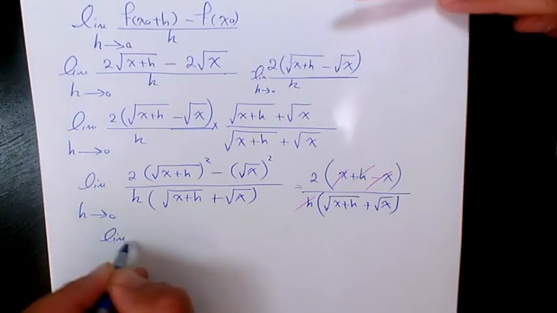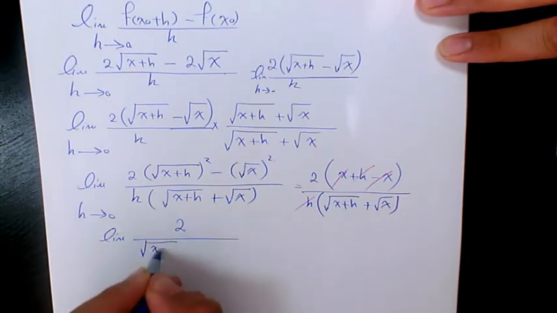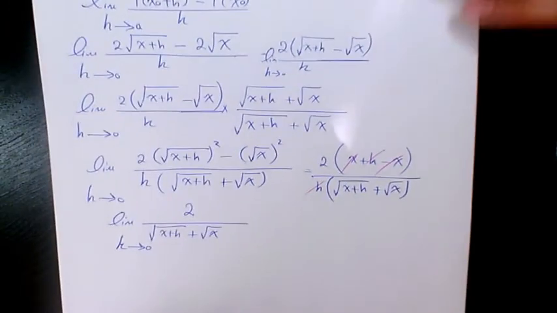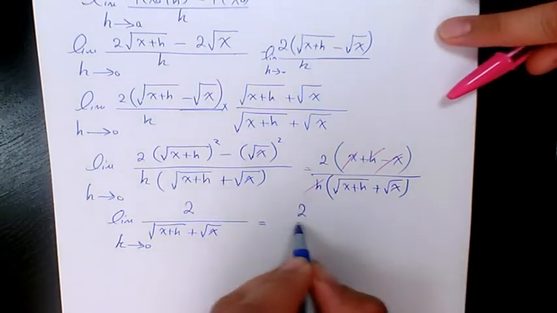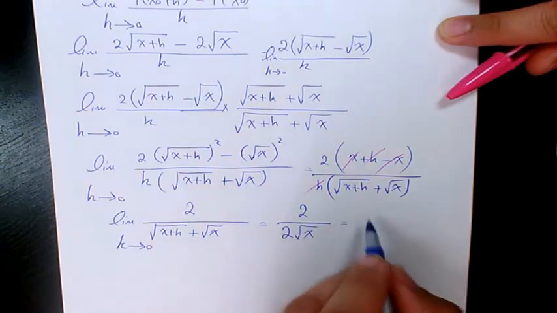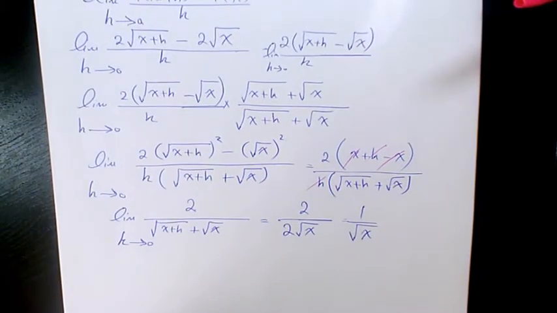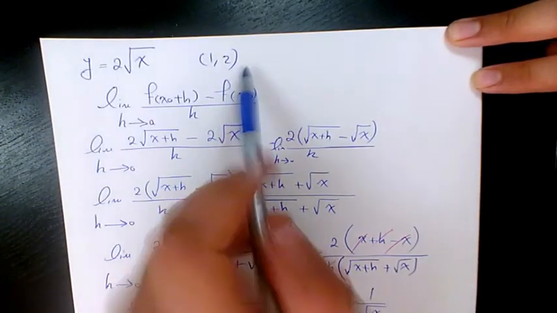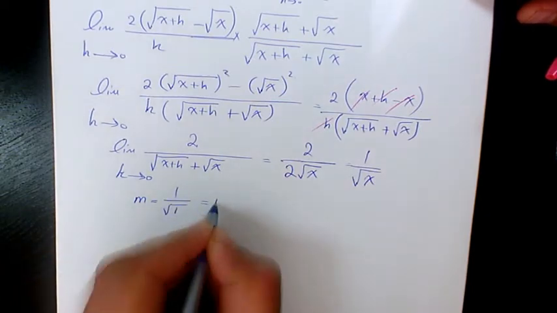We're going to have 2 divided by root x plus h plus root x when h approaches 0. So when we solve it, it's going to be 2 over root x plus root x, which is 2 root x. That's going to be 1 over root x. This is the slope function. We need to find it at this point 1 and 2. So m will be 1 over root 1, which is going to be 1.